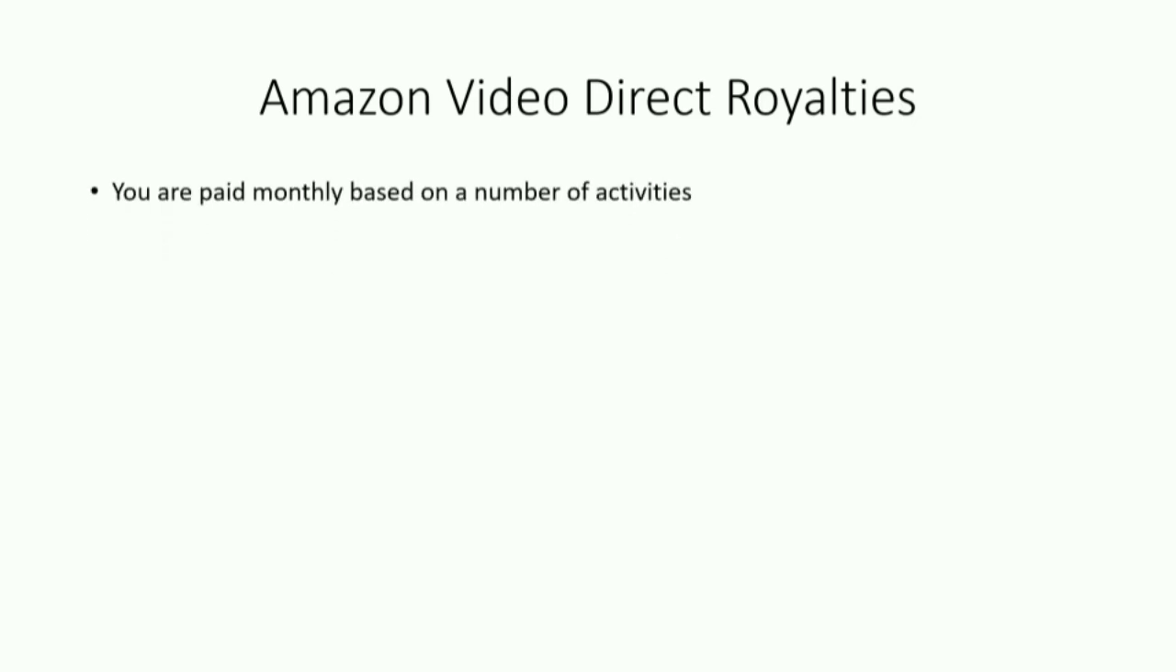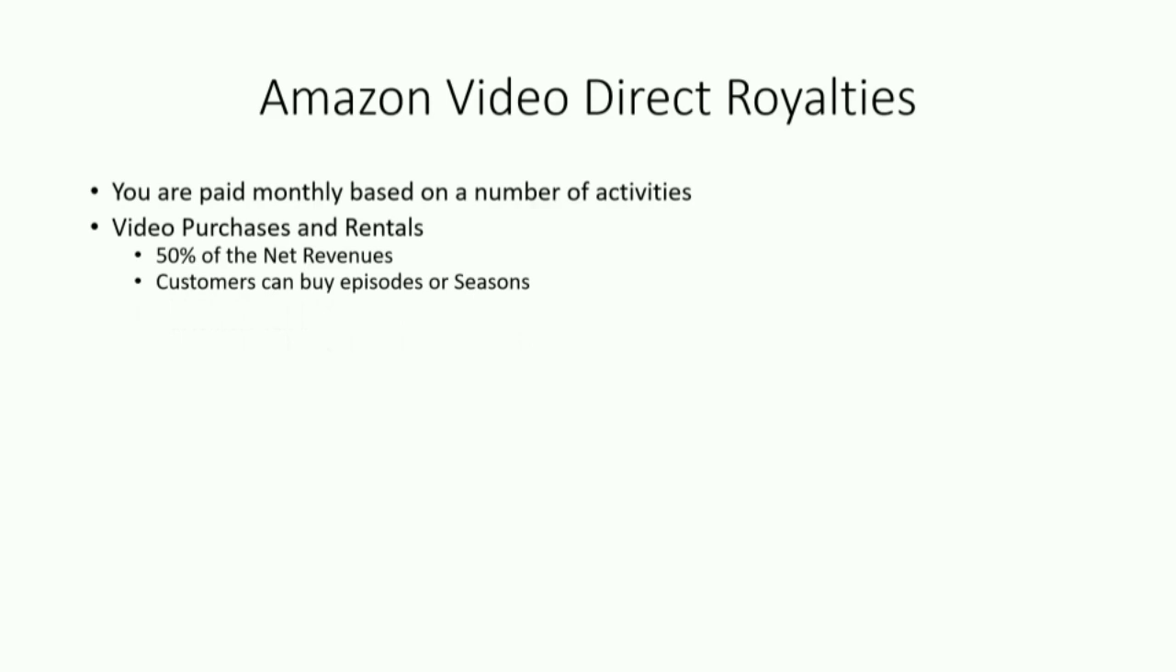Now, you are going to be paid monthly based on a number of different activities altogether. First, you're going to be paid for video purchases and rentals. You'll be paid 50% of the net revenues of purchases and rentals. Customers can buy episodes or seasons, and any episodes that they purchase, if they decide to purchase a season later, it'll count toward their actual purchase. They'll get the entire season at a discount.